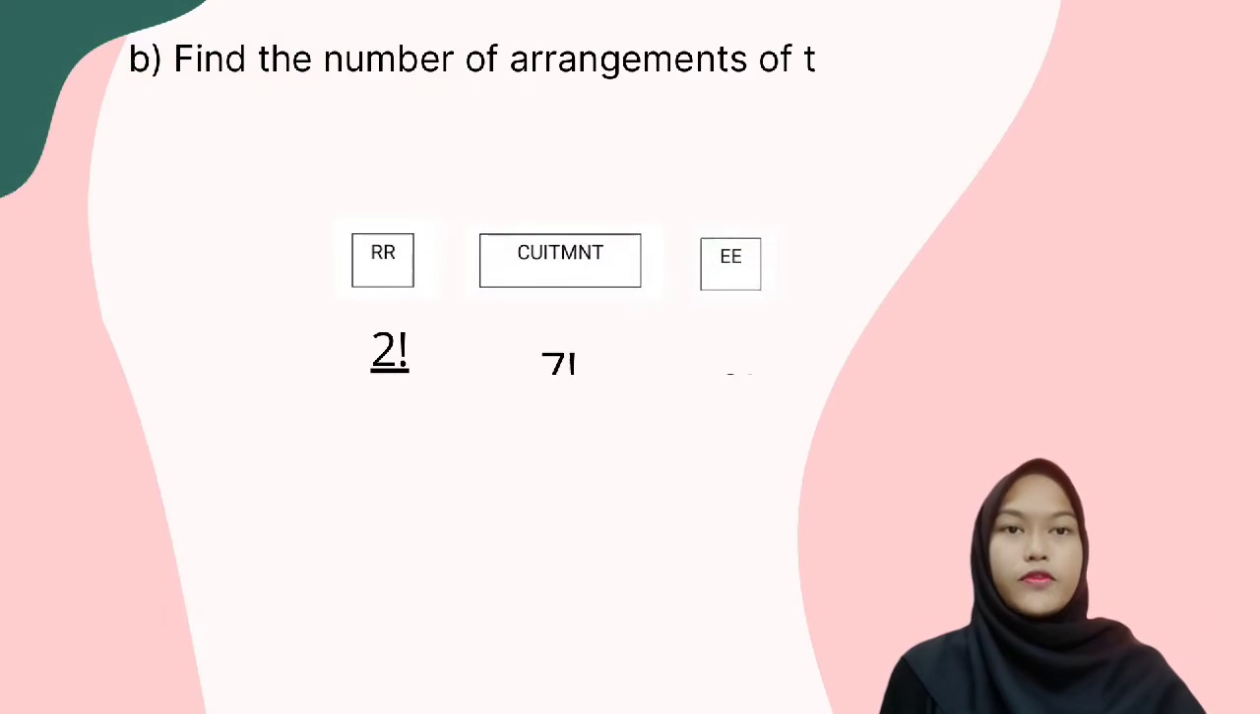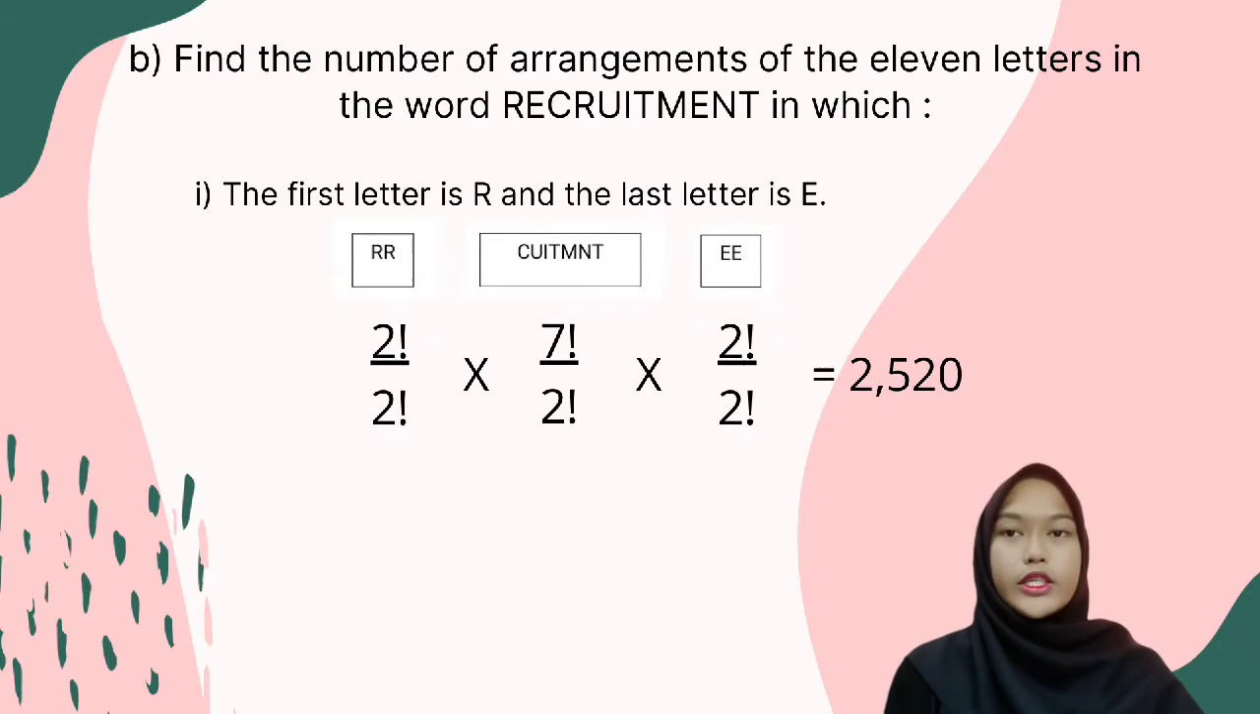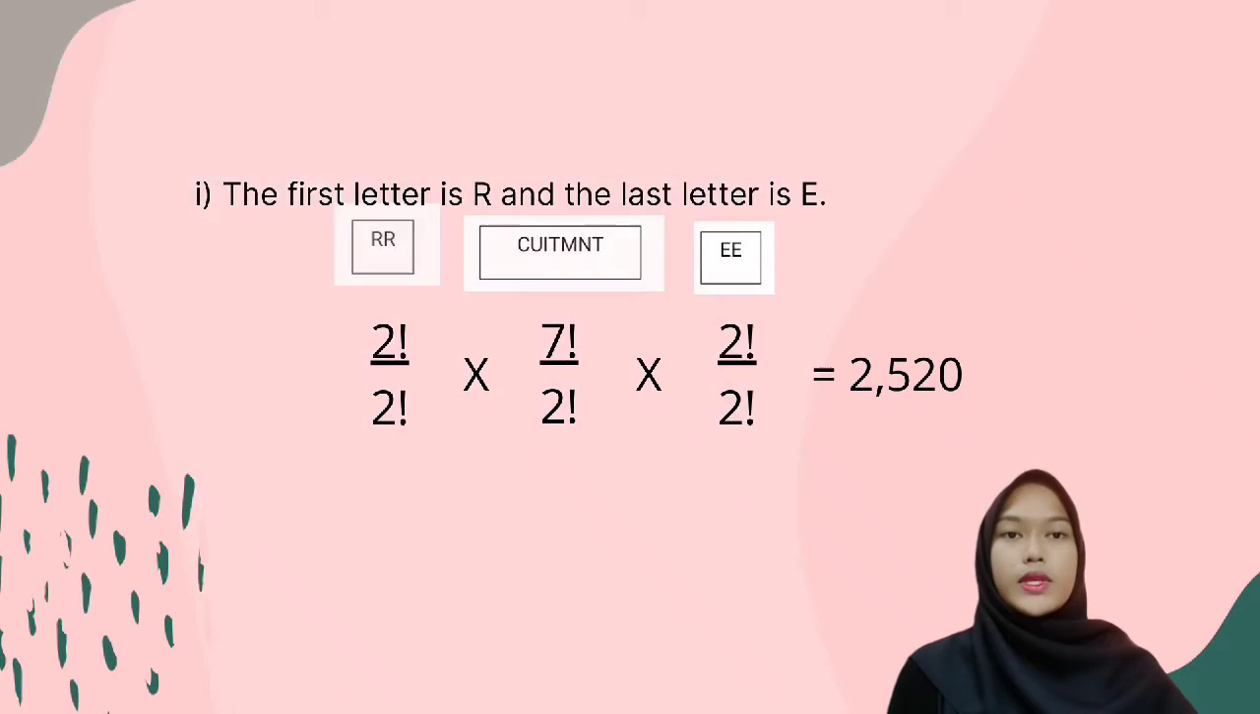Now we move to question 1b. The question asks for the arrangements of the word recruitment with conditions. The first letter must be R and the last letter is E. For the first step, separate the letters according to the conditions. Count how many letters are in each group, then do the calculations for every group of letters, and the answers must be multiplied. We get a total of 2520 arrangements.